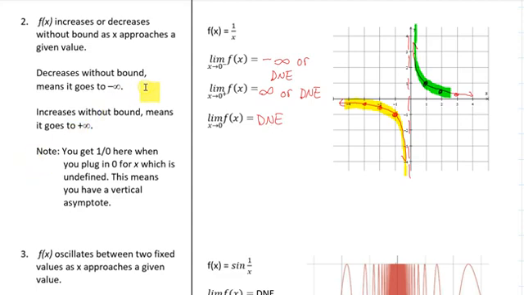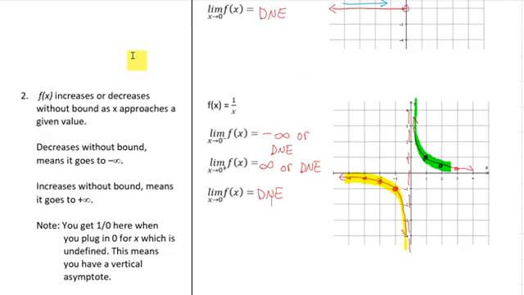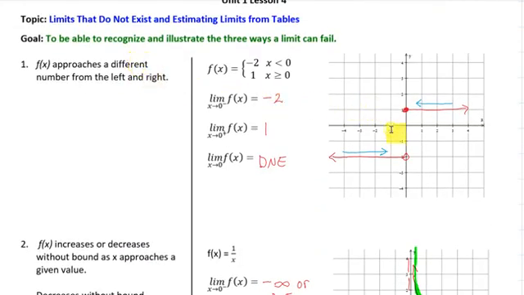Do I have a limit that increases or decreases without bound, or do I have what we call over here, this is actually called a jump discontinuity. Jump discontinuity. So if I was to trace the graph with my pencil, I would have to pick it up and jump to the other part of the graph in order to continue.